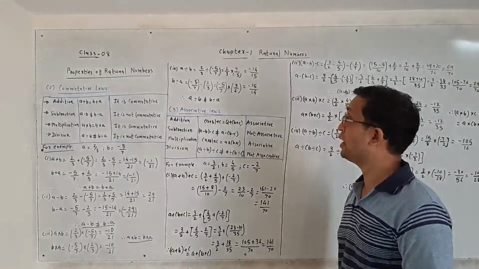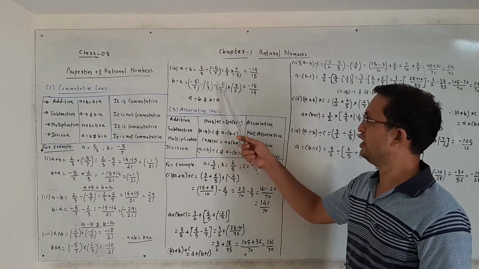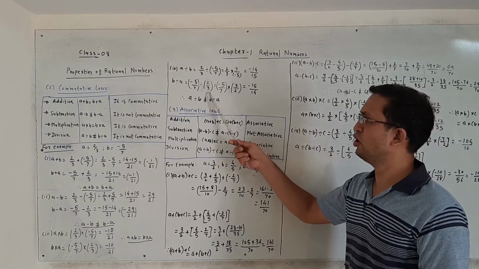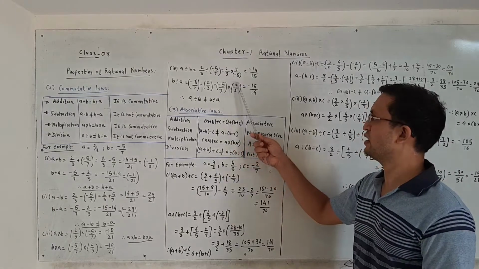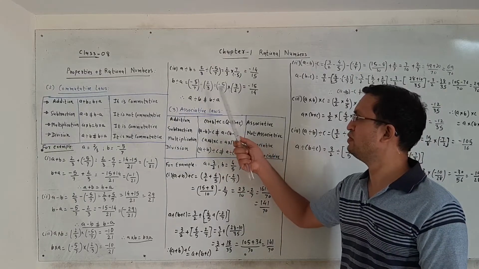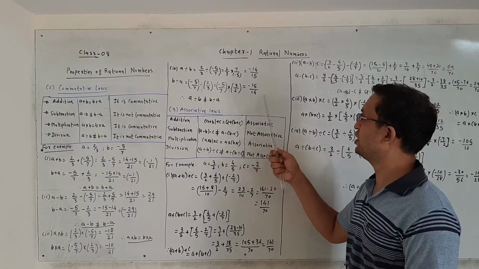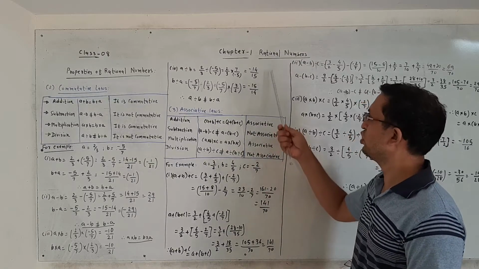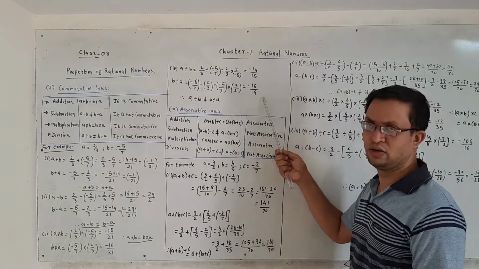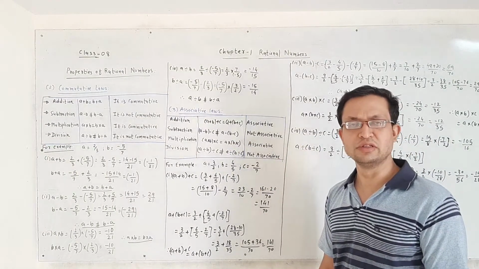Similarly, b divided by a, b means negative 5 by 7 divided by 2 by 3. Negative 5 by 7 as it is, the reciprocal of 2 by 3 is 3 by 2, and division becomes multiplication. It is minus 15 divided by 14, that is minus 15 by 14. Both results are unequal, not the same. Therefore, a divided by b is not equal to b divided by a.